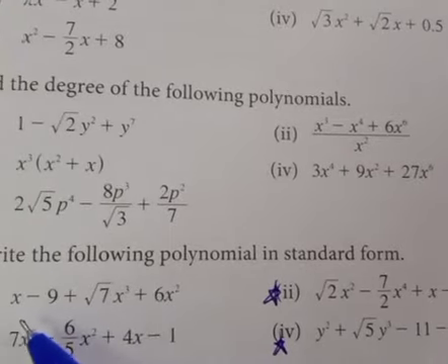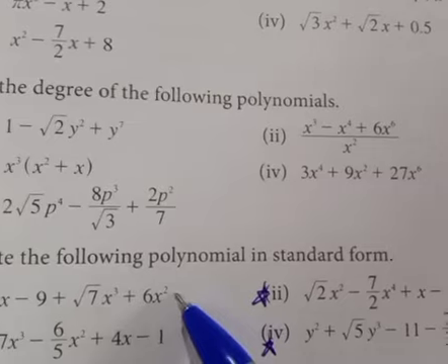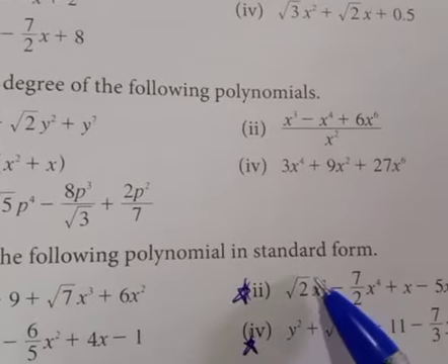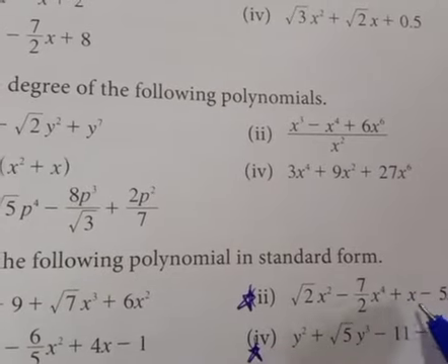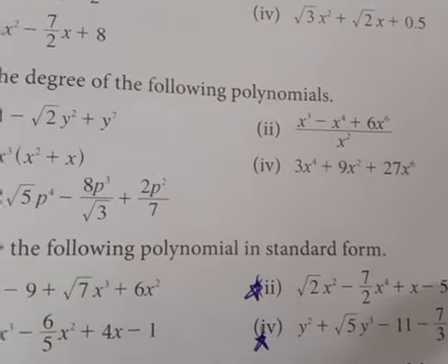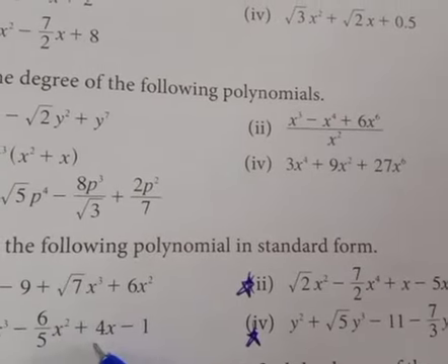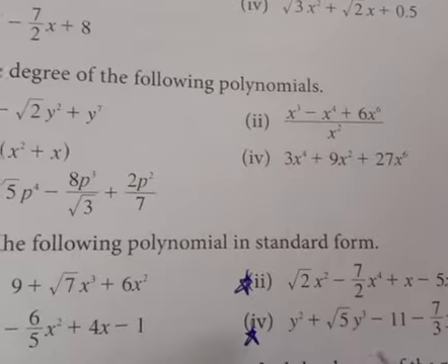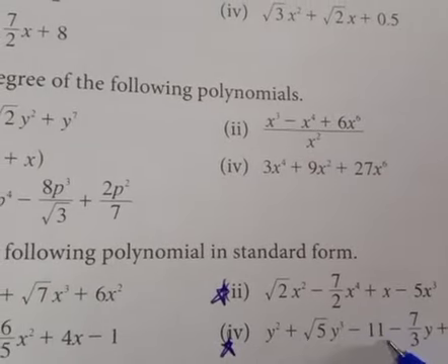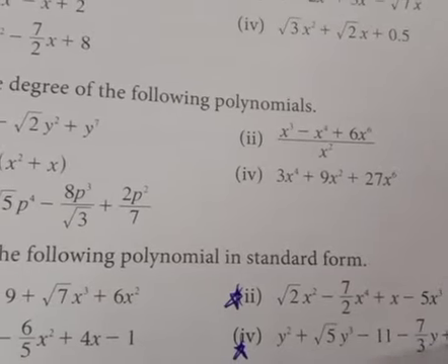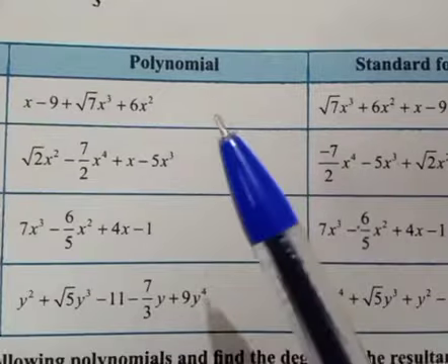First problem, x minus 9 plus root 7 x cube plus 6 x square. Second problem, root 2 x square minus 7 by 2 into x power 4 plus x minus 5 x cube. Third problem, 7x cube minus 6 by 5 x square plus 4x minus 1. Fourth problem, y square plus root 5 y cube minus 11 minus 7 by 3 y plus 9 y power 4. For these problems, you have to write in standard form.